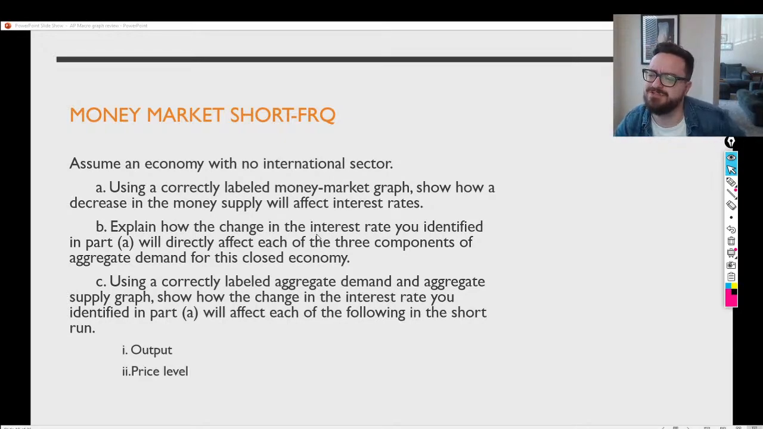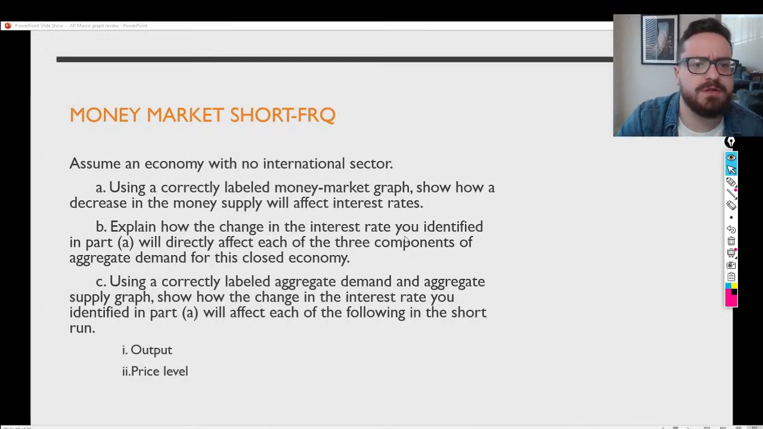Actually, wait, I think this might have just been a... Yeah, no, that's fine. No, this was a short FRQ. It only had part A, B, and C because part B is longer than it looks.